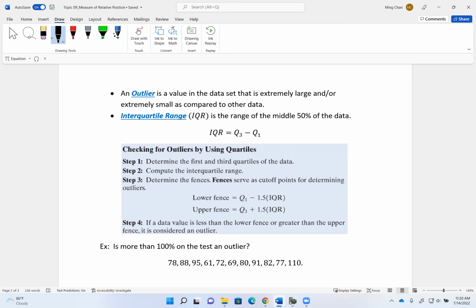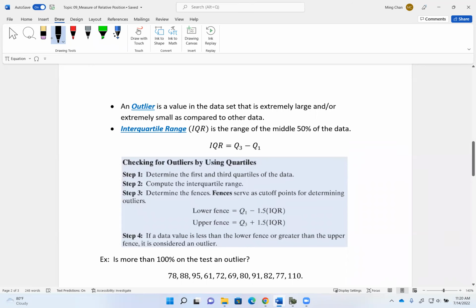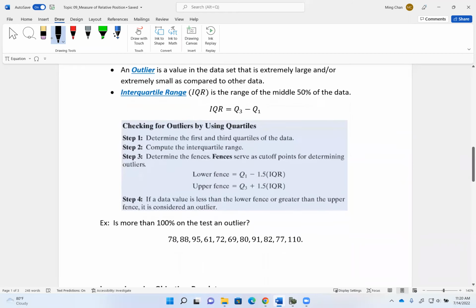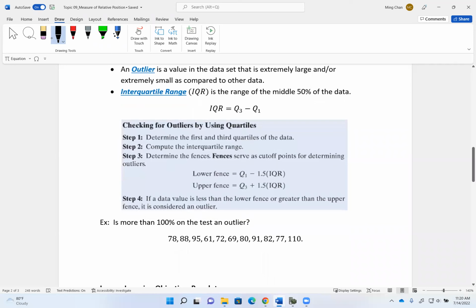Interquartile range, also called the IQR, is a range of the middle 50% of data. So if you think about it, the middle 50% of data has to be from Q1 to Q3. To find the interquartile range, we take Q3 minus Q1. To check for outliers using quartiles, we determine the first and third quartile of the data, compute the interquartile range by subtracting them, and then determine the fences.